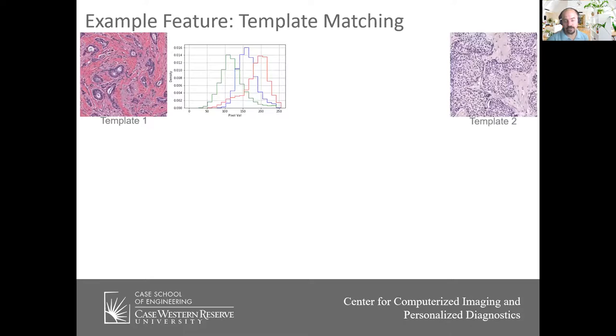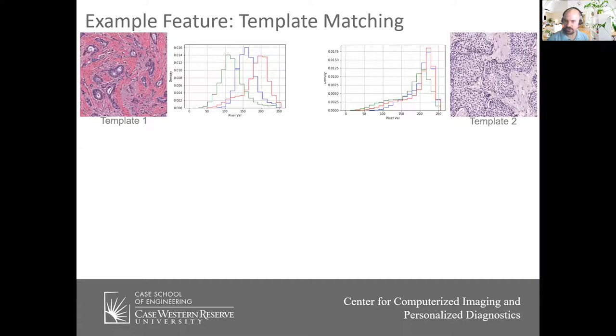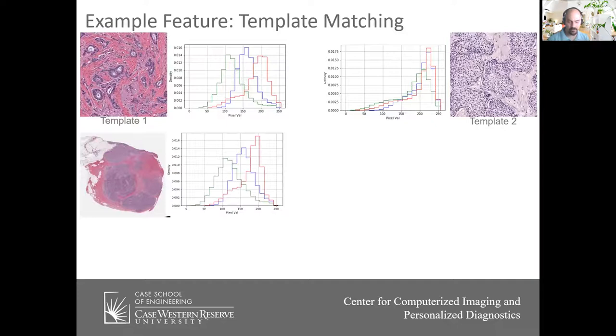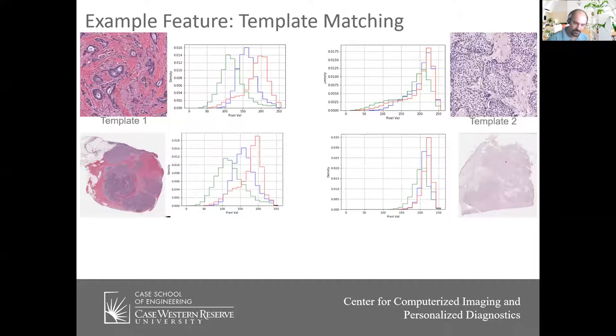Now, if I give you another template, hopefully you see template one looks different than template two. Naturally, the distributions look different. And that's all you need to take away from this. These images look different, the distributions look different. So now, when I have a new image, and maybe routine scanning is being performed, I have a new whole slide image, I can perform that same process and produce another distribution. I have another whole slide image here, I can produce another distribution.